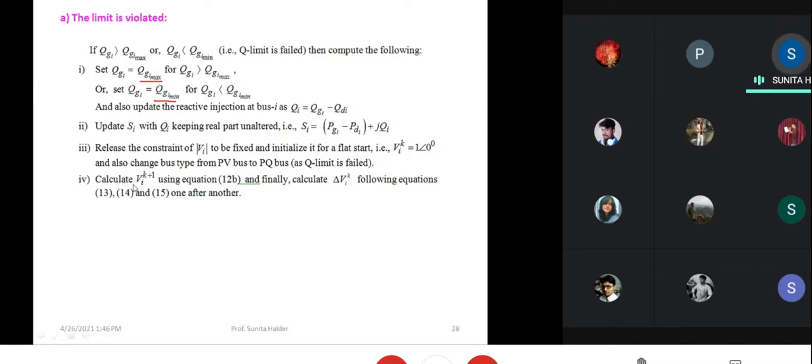Now when the Q limit has failed, calculate V_i^(k+1) using equation 12V. When we reach step 3, the remaining calculation is the same. All the calculation is now for the load buses. Okay, that's all for today. The remaining part I shall discuss in the next class.